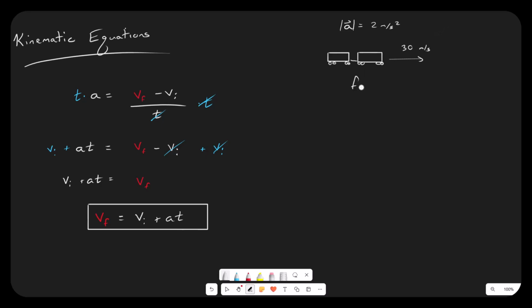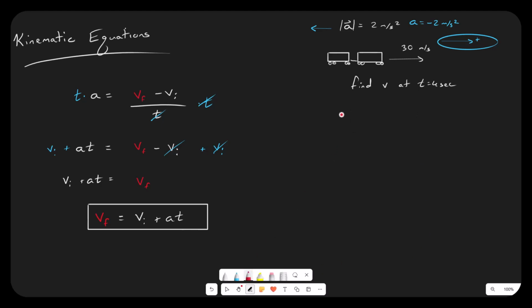So find v at t equals 4 seconds. I'm going to say I'm moving eastward, I will call that my positive direction. If I'm slowing down, that means my acceleration must be in the opposite direction of my velocity. So my acceleration is actually going to be a negative 2 meters per second squared.